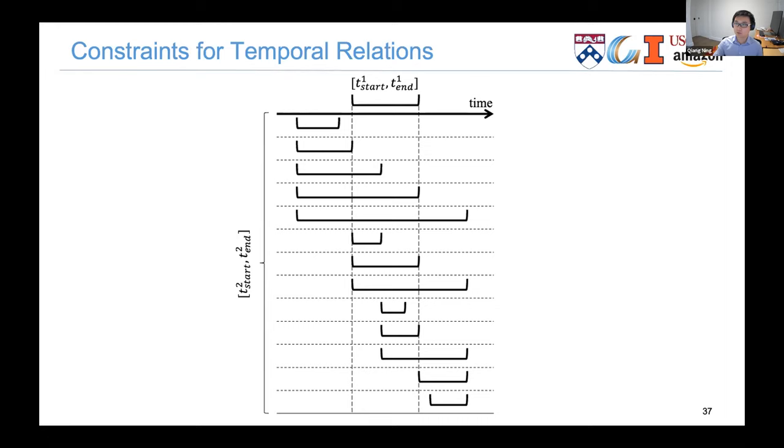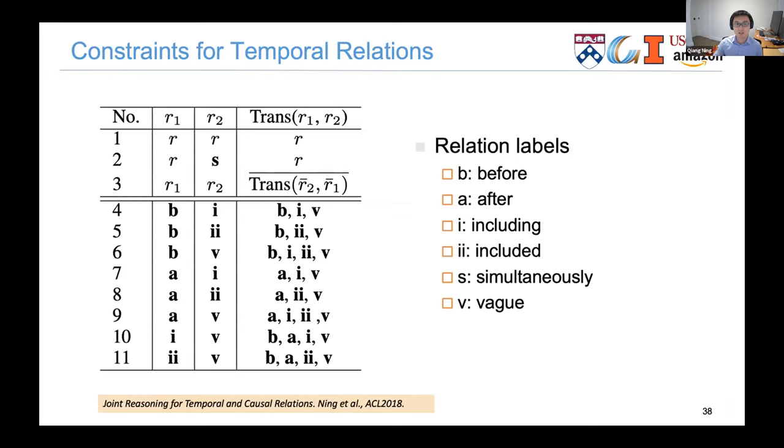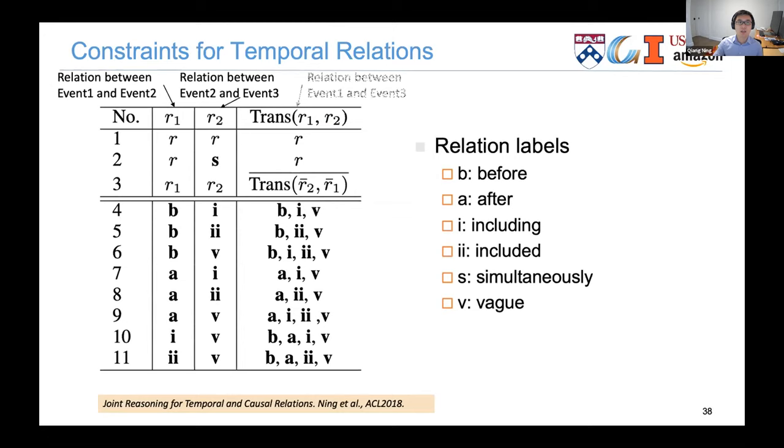This is a set of constraints we used in an earlier work in ACL 2018, where we can see R1 means the relationship between event one and event two. R2 is that between event two and event three. And the relation between event one and event three has to be chosen from the list here. And here I have relation labels as before, after, including, included, simultaneously, and vague. And we can see the relationships here. Please refer to the paper for more details. I'm not reading out all of them here.